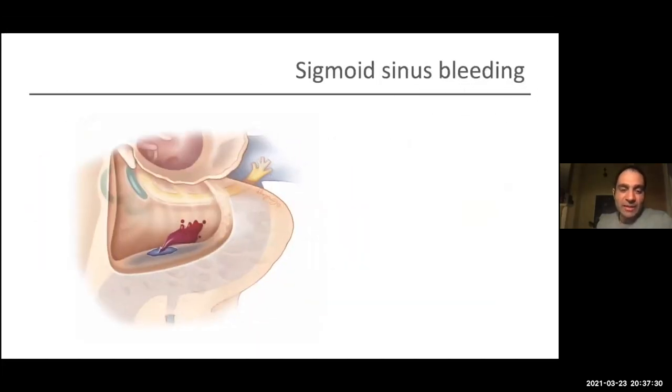Sigmoid sinus bleeding, I've had a couple of these. It bleeds a lot, but it's a low pressure system. Usually, if you press on it, it will stop. If it doesn't, then occasionally you can actually put some absorbent gel foam or something of that kind, some collagen based products, above and below the site of bleeding, here and here. Pack it very densely, and that will put pressure on that vein and stop the bleeding coming from that central portion.